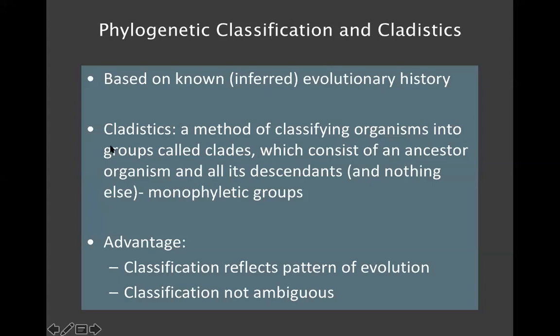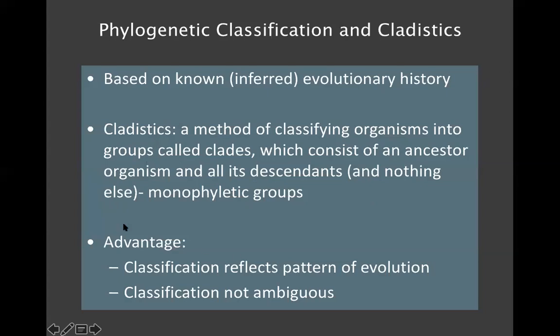that this idea of clades or cladistics is a modern method of classifying organisms, which consists of an ancestor and all of its descendants, forming a monophyletic group. So this concept of a monophyletic group is at the core of the definition of what cladistics is. And we're going to discuss that, and I'm going to show you some examples of a clade-based tree in a second. The advantages of this system is that the classification reflects patterns of evolution and that it's not ambiguous.